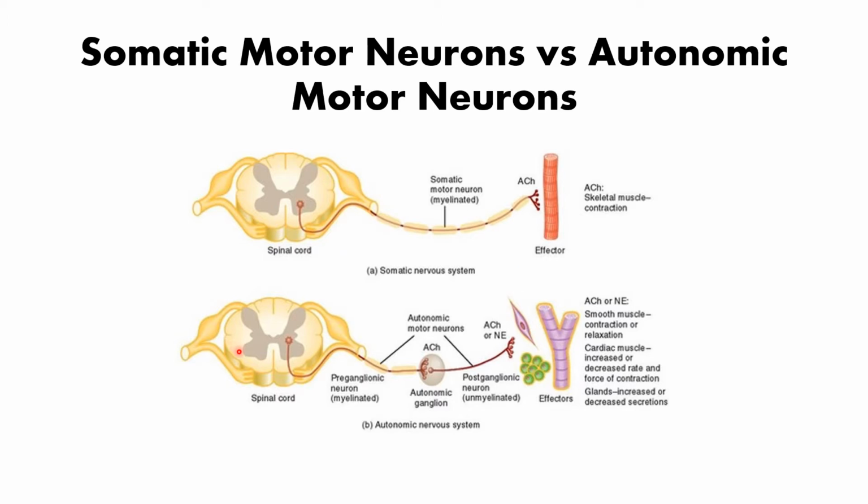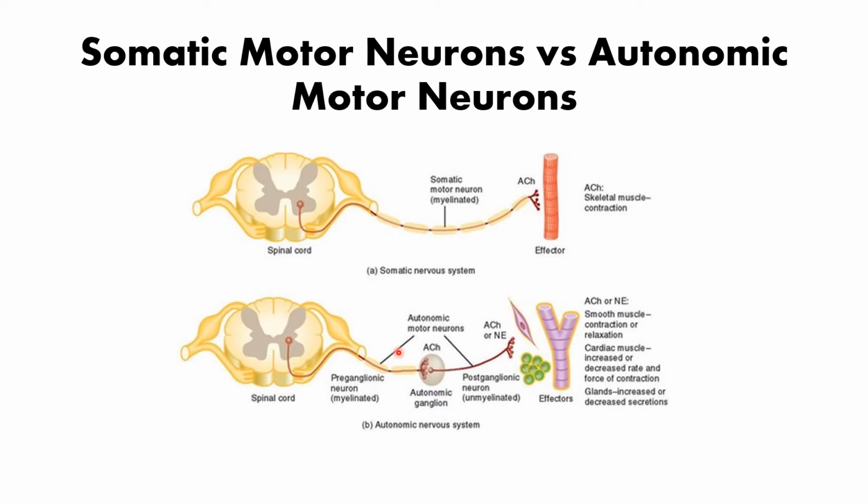Okay, so to compare that with the autonomic nervous system, the motor neurons here, you could actually see that it's divided into two. So here we have a preganglionic motor neuron, which is myelinated, and a postganglionic motor neuron, which is unmyelinated. So instead of just one long neuron, we divide them into two. So you might be wondering what a ganglion is. So a ganglion basically just means a collection of cell bodies in the periphery, okay?